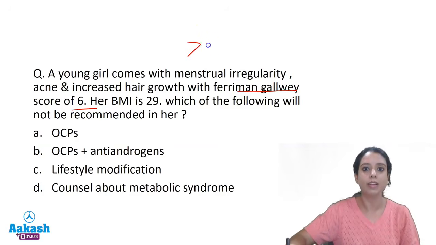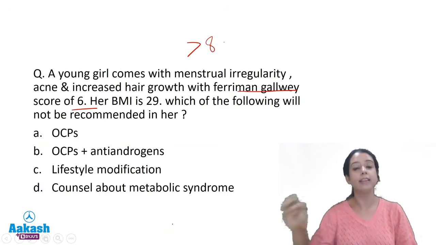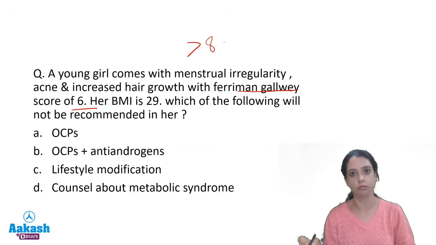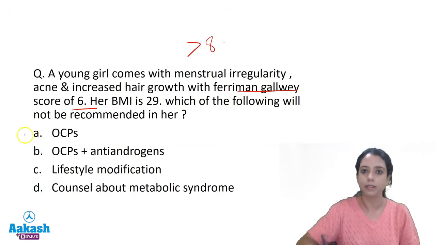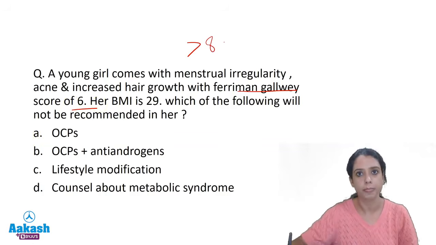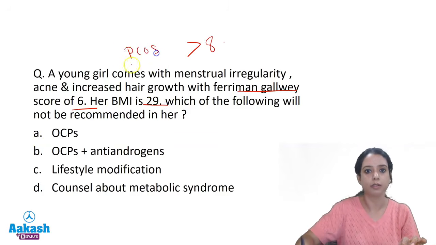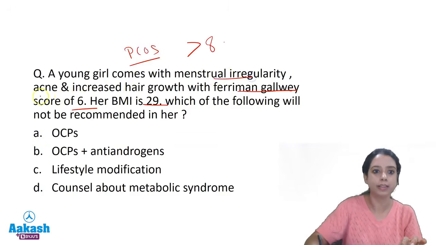A score of more than 8 is called hirsutism. More than 9 is severe hirsutism. With a score of 6, she might feel she has high hair growth, but actually it is not hirsutism. Okay, so what problems does she have? She has high BMI. She has PCOS. I think that was given in the question. She has menstrual irregularity. She has acne.